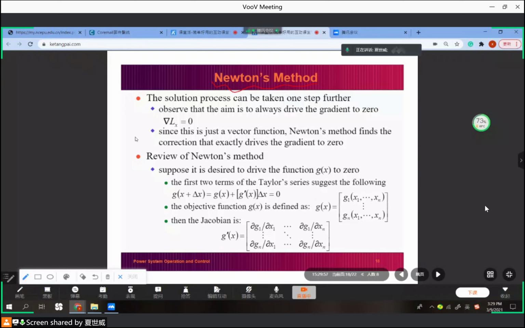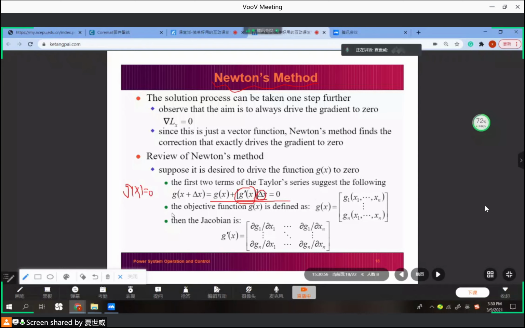Let me show you a very simple mathematical problem. For example, we want to find g(x) equals 0. You want to find the root of this equation. How to find this? If we use the Taylor series, just using the linear term, we have g(x) plus the first order derivative of g(x) multiplied by delta x equals 0. So finding this is equivalent to finding g(x) plus g'(x) times delta x equals 0. Based on this, we will calculate delta x.